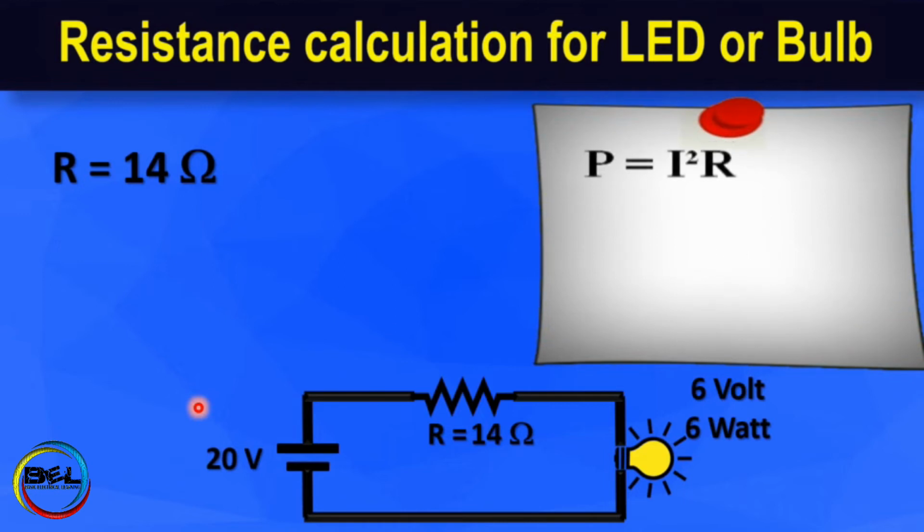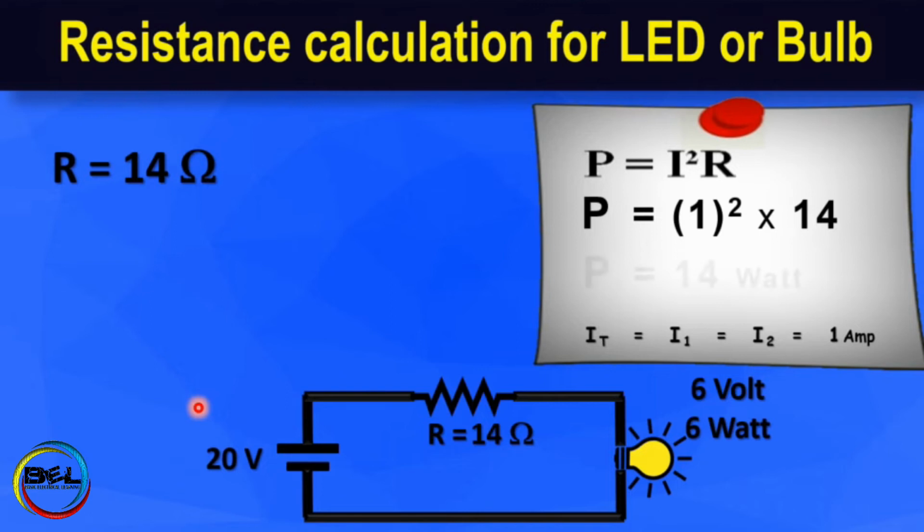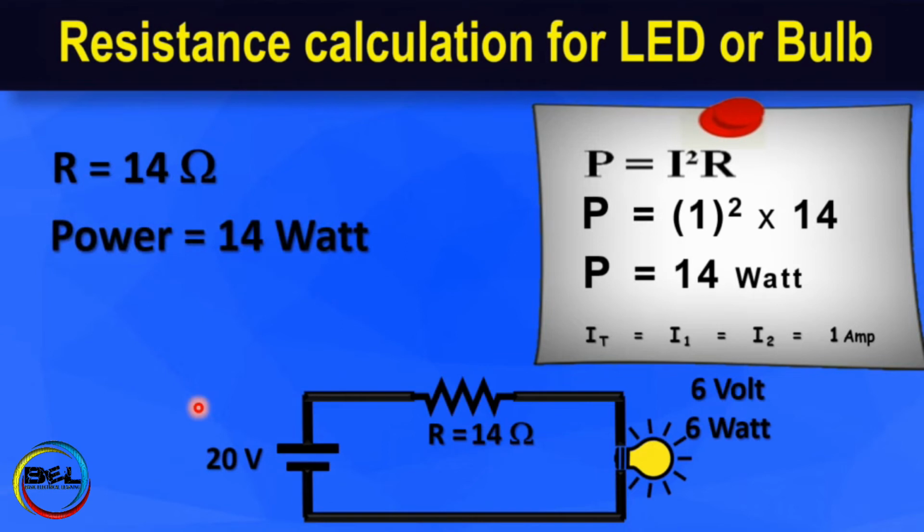So power is equal to I square R. By putting the value of I, as we know the value of I is 1 ampere, so 1 square multiplied by R, that is the resistance of the resistor, 14. By the calculation we will find 14 watts. So the power rating of that resistor which is used in this equation should be 14 watts.